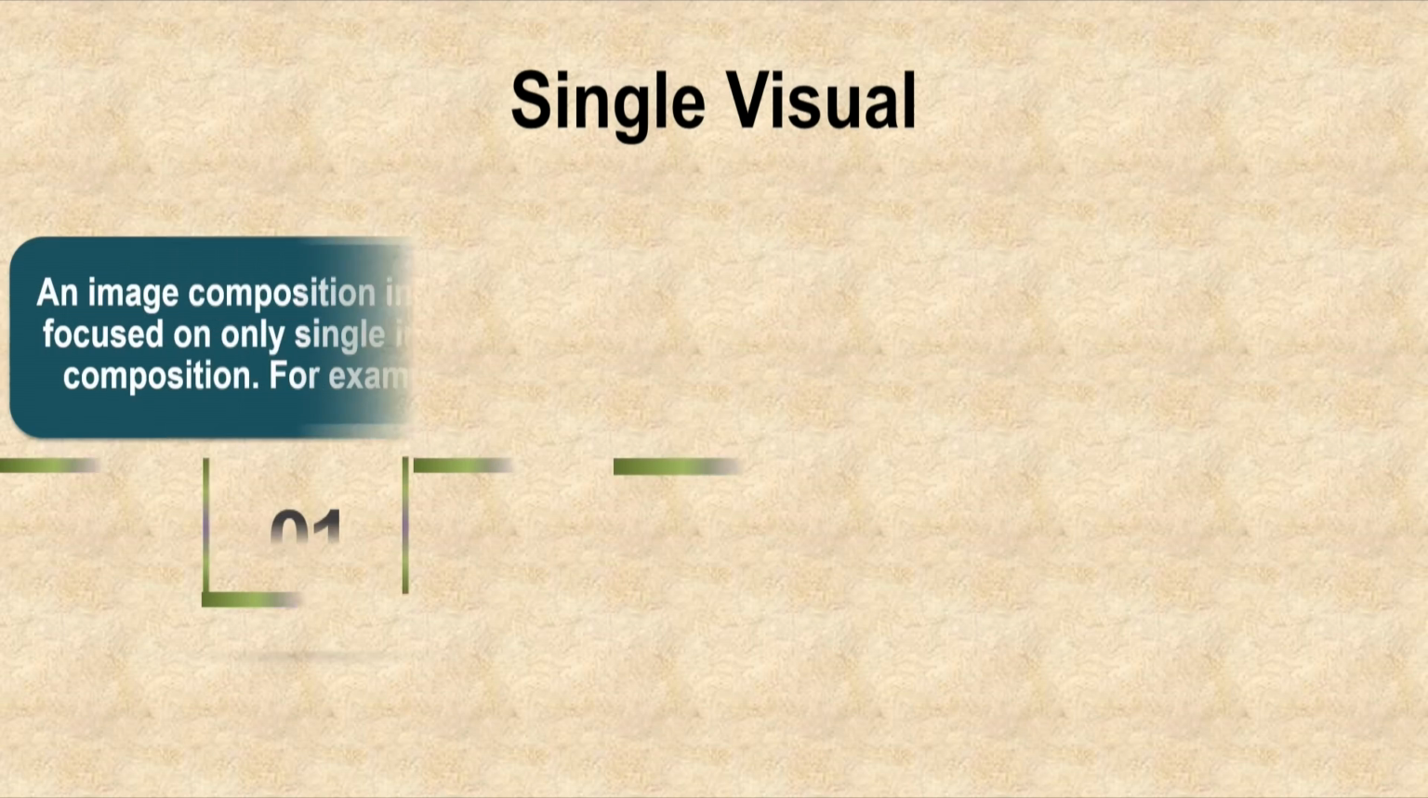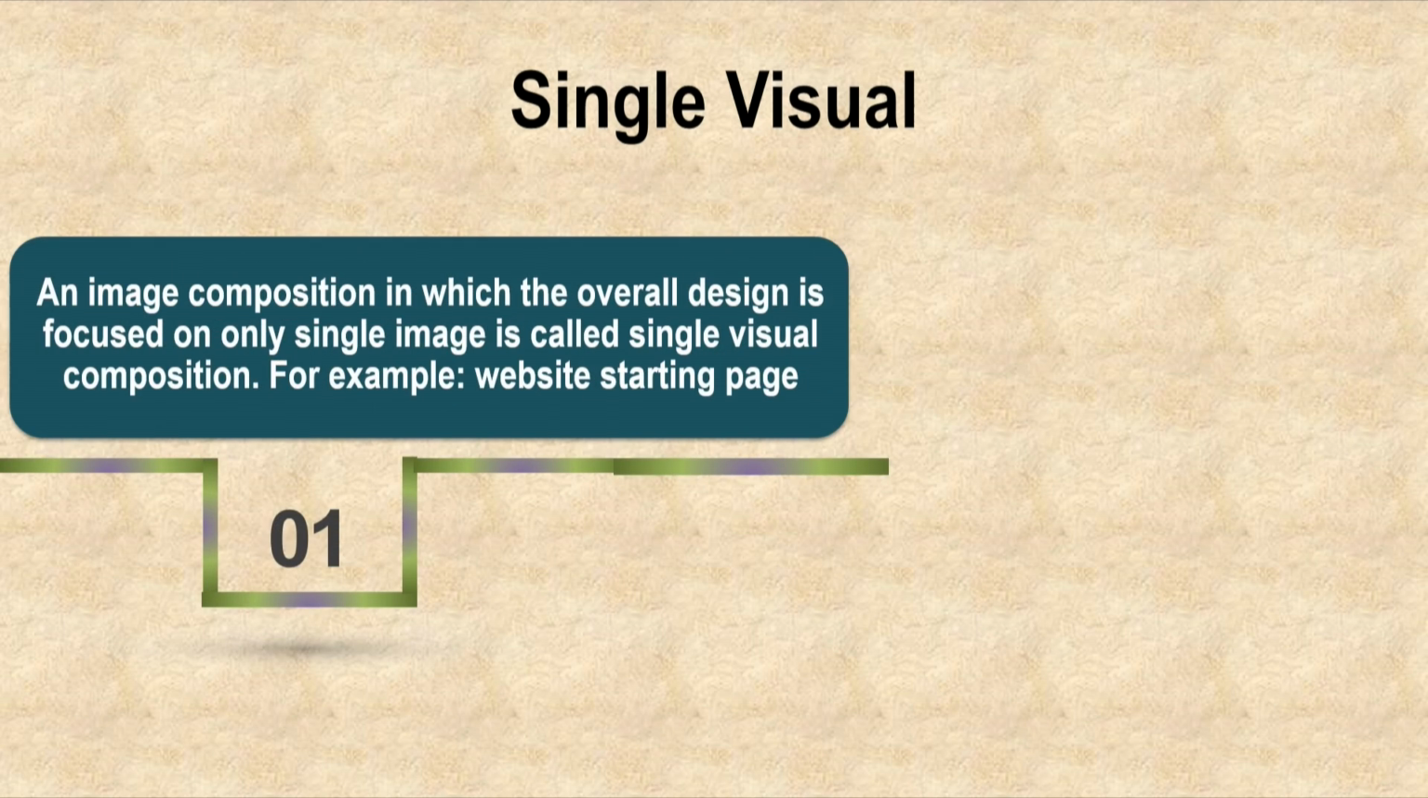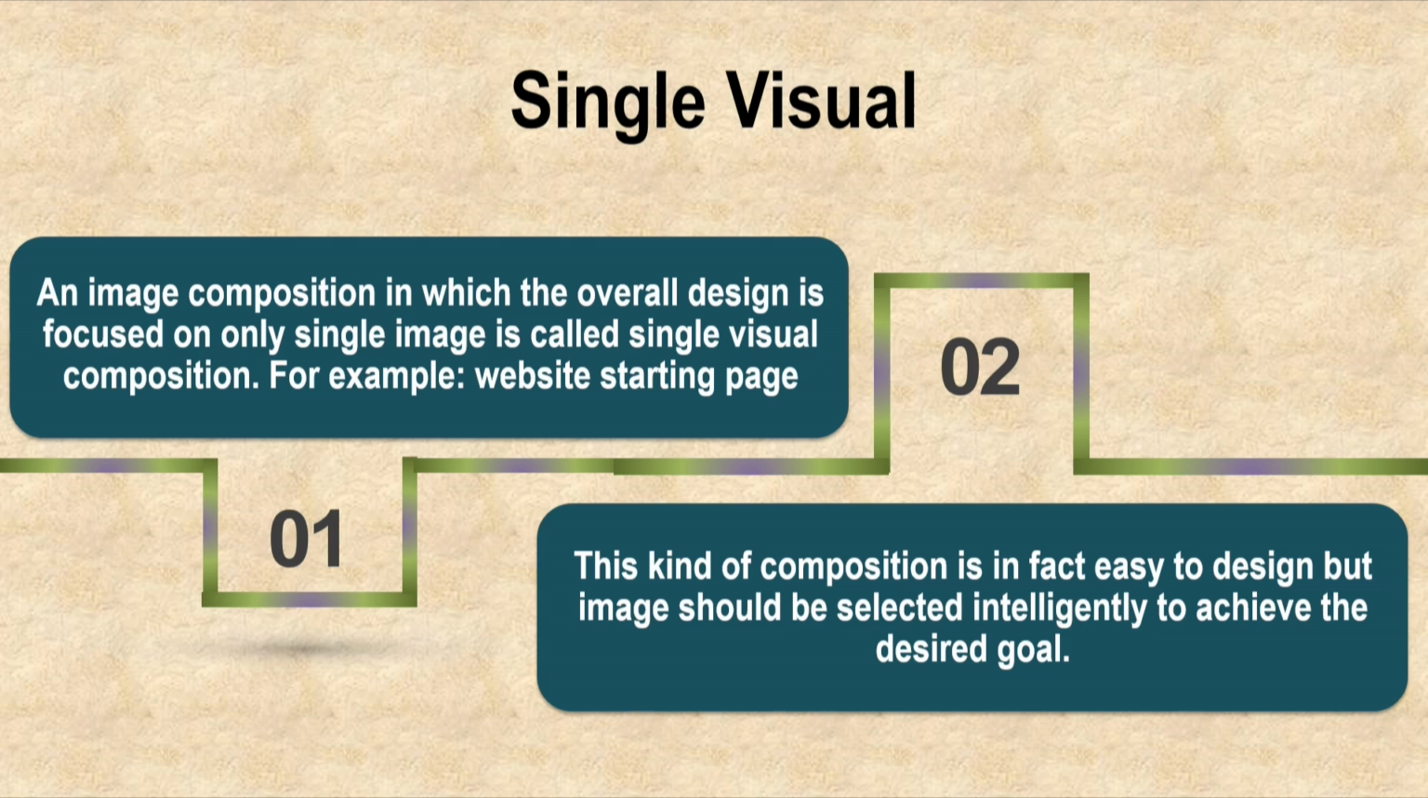It is single visual, an image composition in which the overall design is mainly focused on using only a single powerful image. Then it is referred to as single visual composition. The main focus is on the use of only a single image or graphic, and these kinds of single visual compositions are used for designing a website starting page. This kind of composition is in fact easy to design, but the image should be selected very intelligently in order to achieve the desired goal. Otherwise, we will lag behind our desired goal.